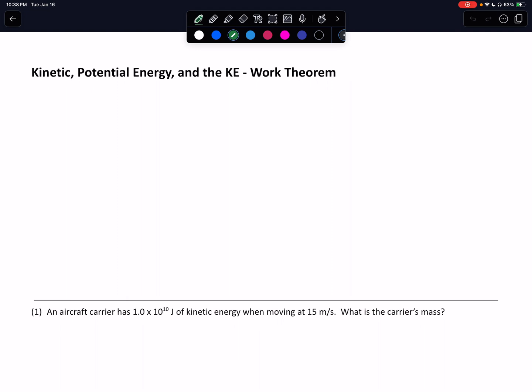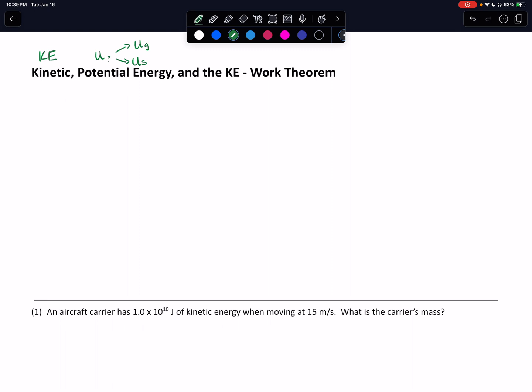This particular screencast is going to look at kinetic energy, potential energy, and then specifically the kinetic energy work theorem. All right, so kinetic energy we represent with Ke in our formulas. Potential energy we use a U, and then we have a little subscript here. We're going to have two different options, UG or US, where UG stands for the potential energy due to gravity, or US, which is the potential energy stored within a spring.